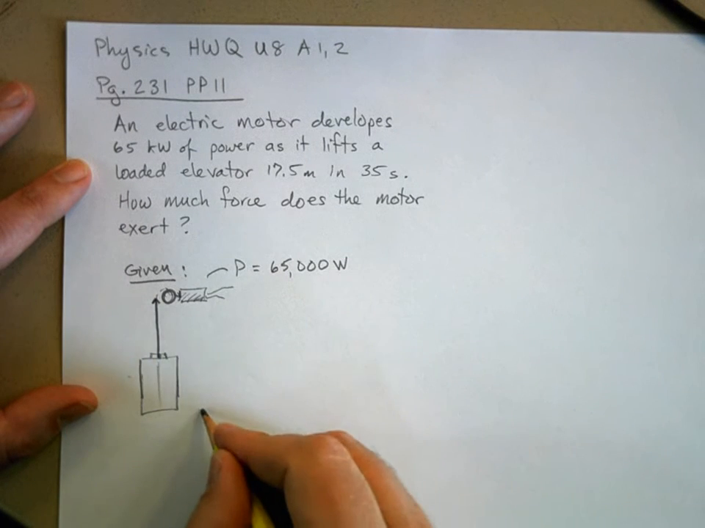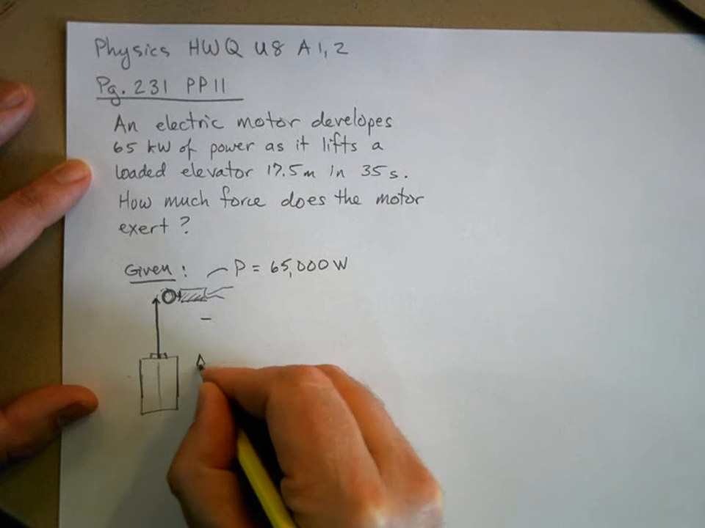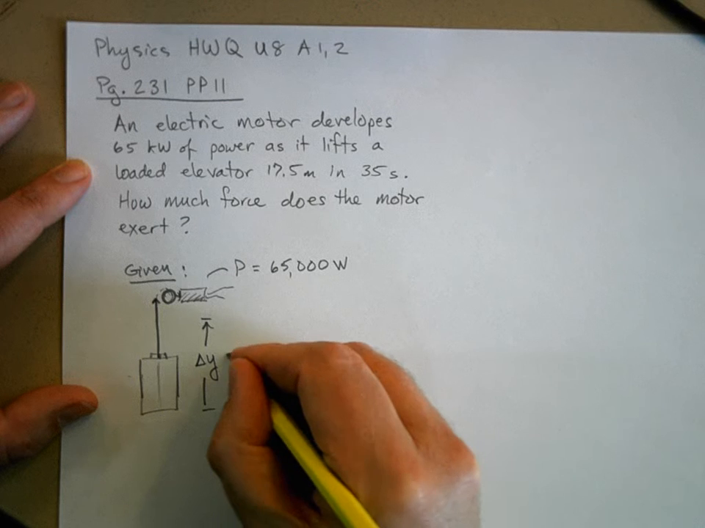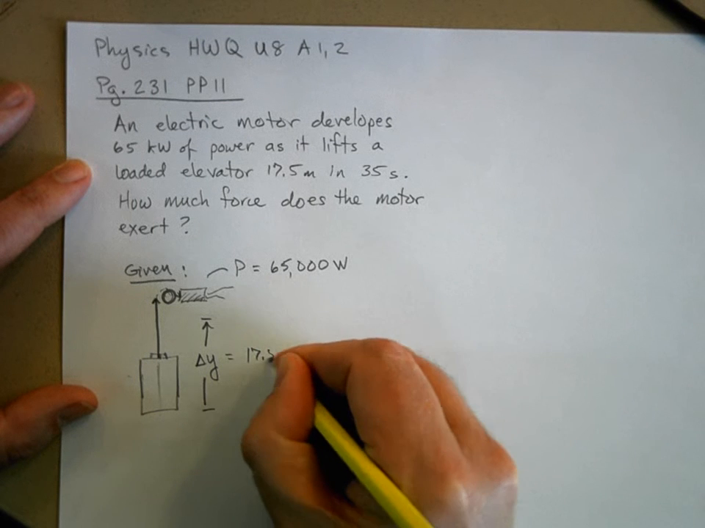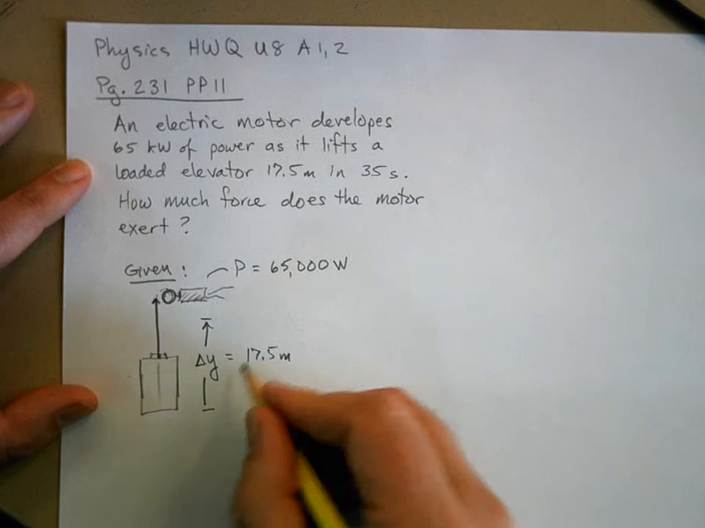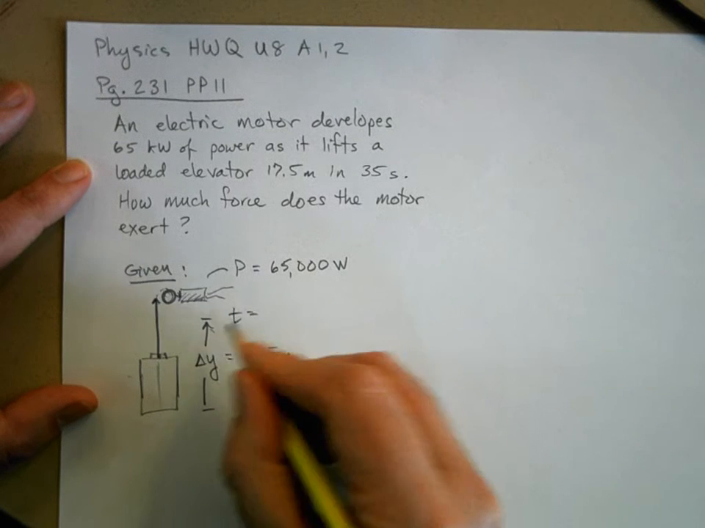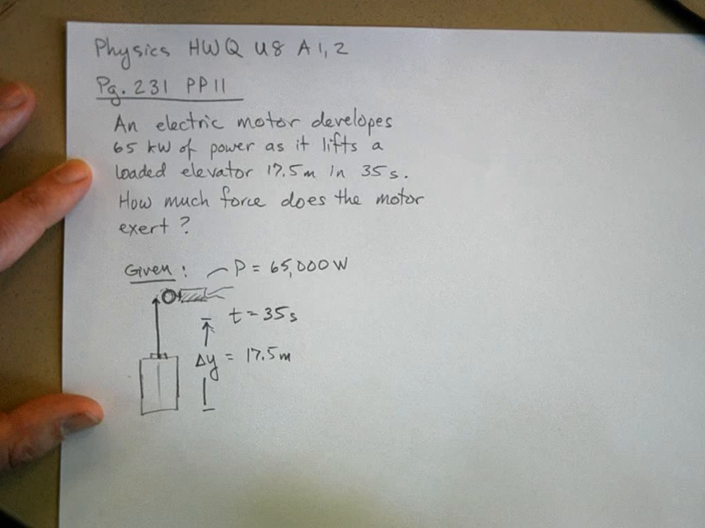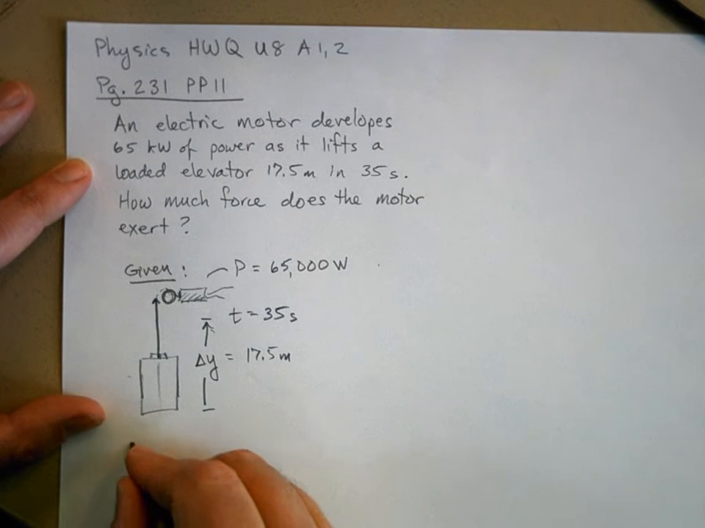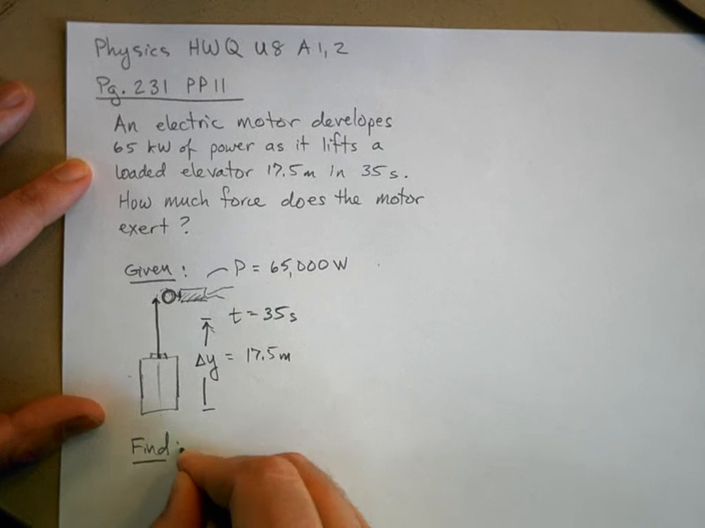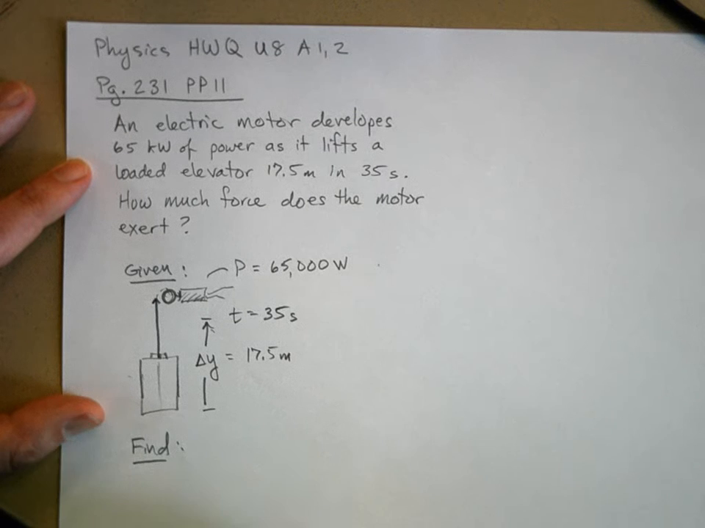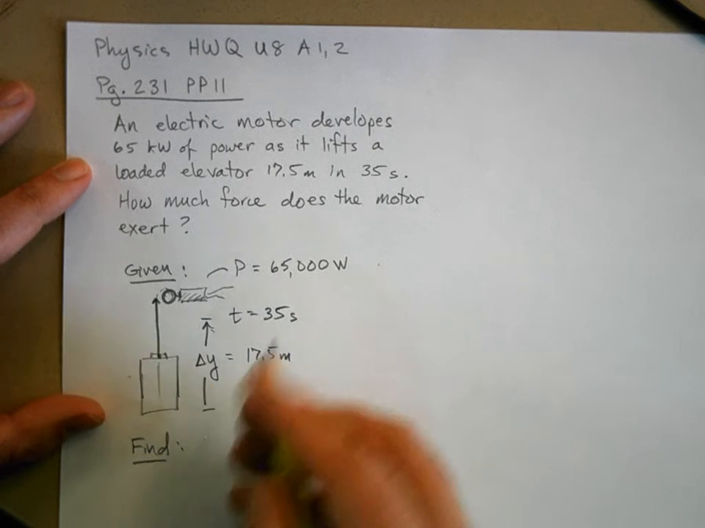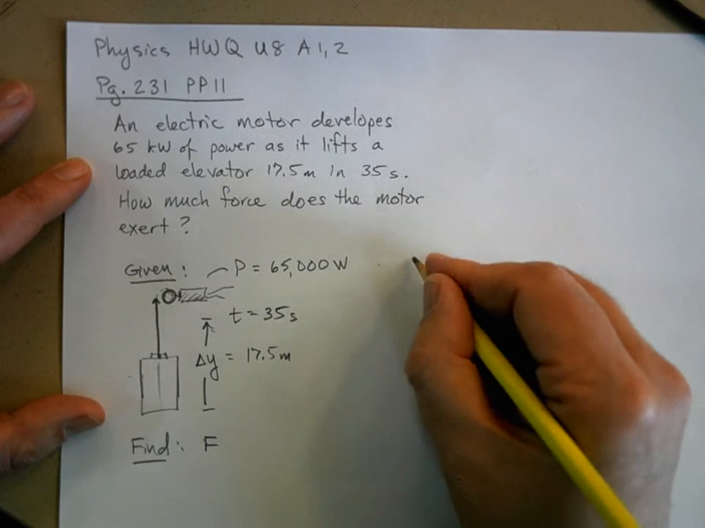And the lifting that takes place, your delta Y, is 17.5 meters. And the time it takes to get to the top is 35 seconds. And what we want to find is the time. I'm sorry, the force. So let's solve it.